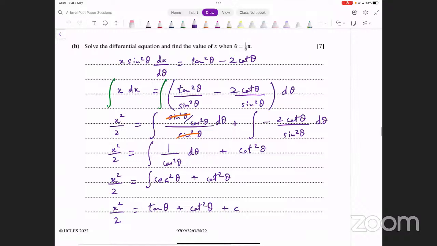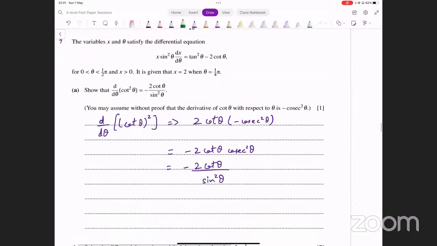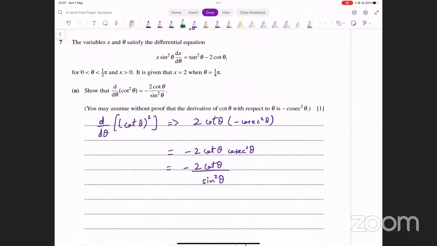Make sense? ये आपके पास ये डिफरेंशियल इक्वेशन सॉल्व होगी, बट आपको c की वैल्यू फिगर आउट करनी है, फिर आपने x की वैल्यू निकालनी है, जब थीटा पाई ओवर 6 है। Now how do you find the value of c? Let's think about that. Are we given a point? Yes, it says x equals 2 when theta equals pi over 4. इसने कुछ और भी information यहाँ पे दी है, it might be handy later. Theta is between 0 and pi over 2 and x is greater than 0.